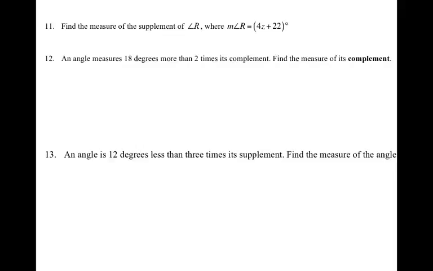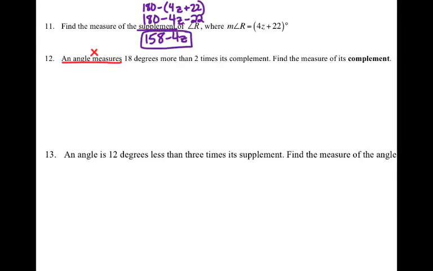Find the measure of the supplement of angle R. All right, supplement means that they're going to add to be 180, so you really just say 180 minus your angle. Make sure that you put your angle in parentheses, because that minus has to distribute to everything in the parentheses. So it's 180 minus 4z and then minus 22. And then all you got to do next is put 180 and negative 22 together, so that gives you 158 minus 4z, and that's your answer.